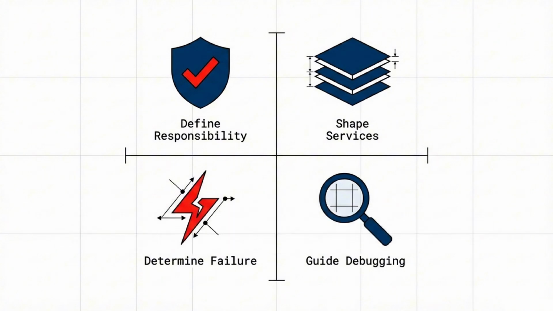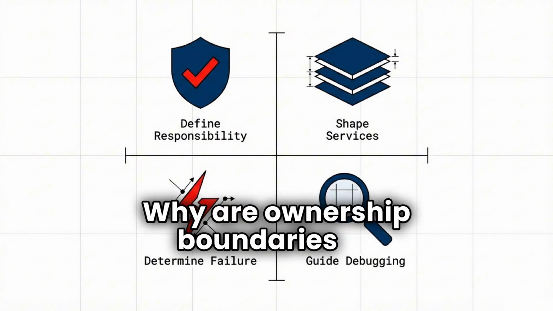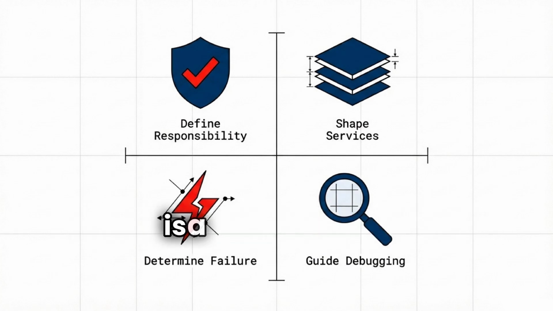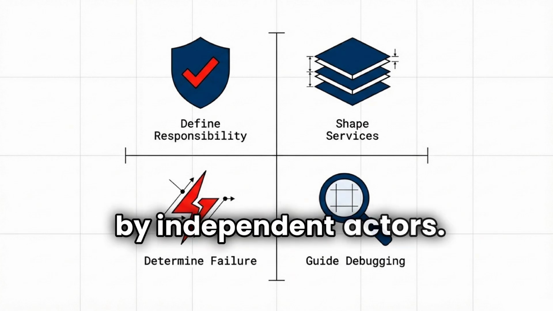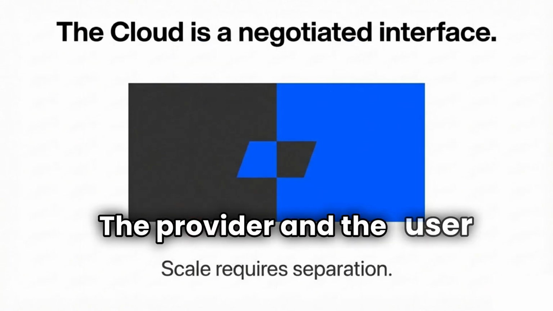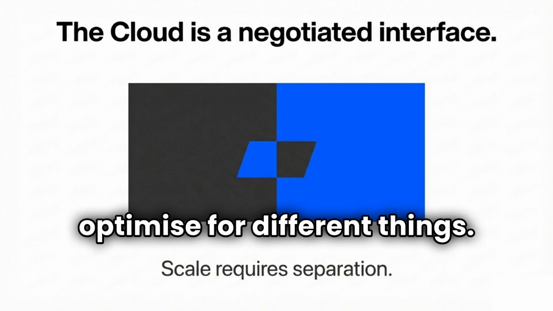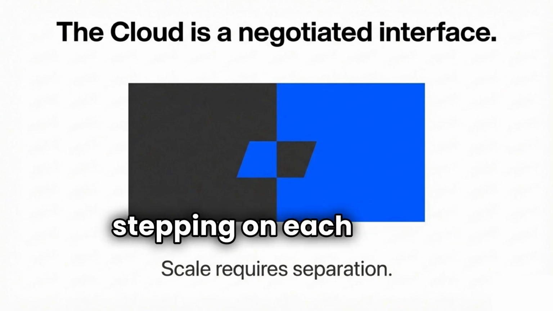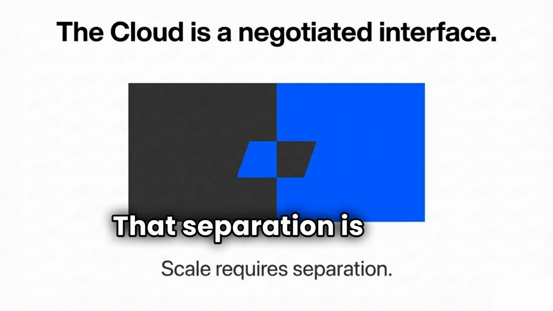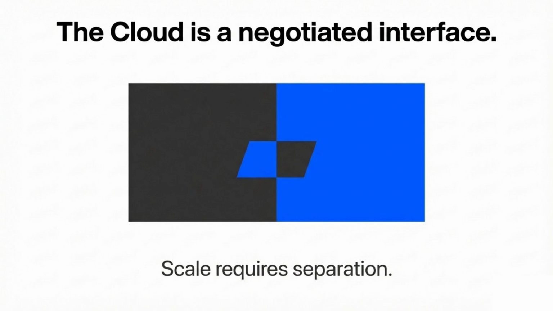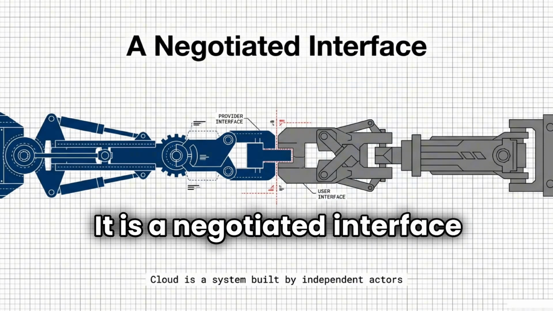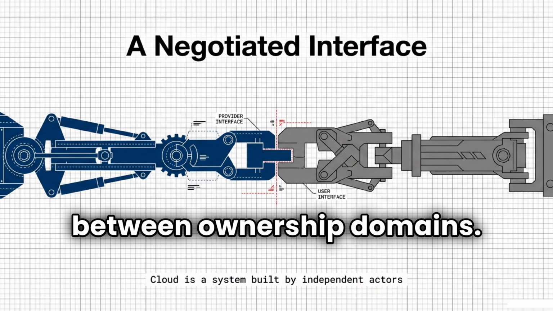Let's step back. Why are ownership boundaries so central to cloud behavior? Because cloud computing is a system built by independent actors. The provider and the user optimize for different things. Boundaries allow both to move fast without stepping on each other. That separation is what makes scale possible. So here is the core insight. The cloud is not a single system. It is a negotiated interface between ownership domains.